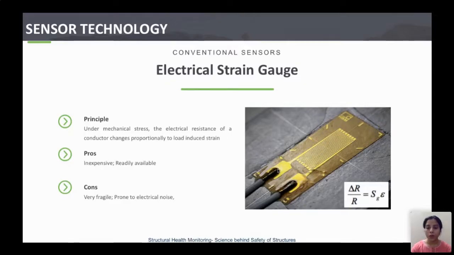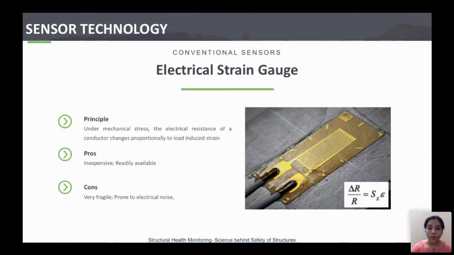You just consider a beam, and you attach this strain gauge on the bottom of the beam. For example, if you bend the beam, the length of this wire will actually change. As the length of this wire changes, its resistance will change. That change in resistance is calibrated to give you the strain values, right? So that's the principle on which it works.